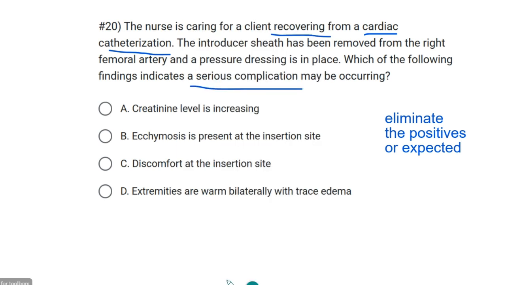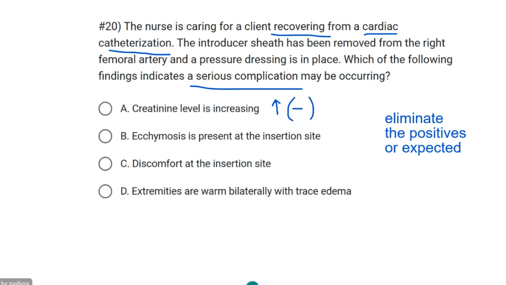All right, let's look at A. Creatinine level is increasing. That is not a good sign. If it's going up, that can be a sign of renal damage. We're going to say that is a negative.